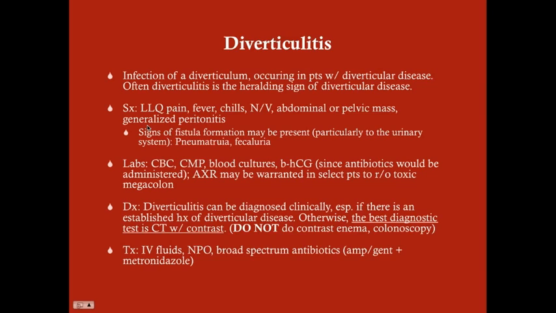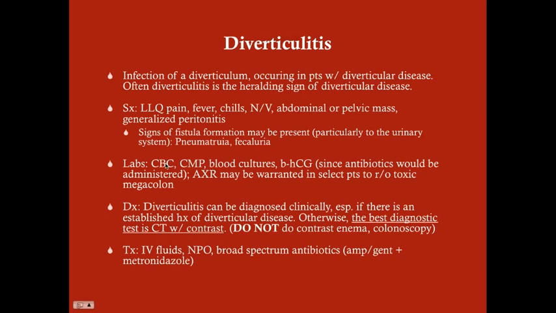Because you have inflammation here in the colon, you can have signs of fistula formation, and usually the fistula will form to the urinary tract. And that would be pneumaturia, which is air going into the urinary tract, or fecaluria, which is fecal matter going into the urinary tract. So some of the things that a patient may say is that when they urinate, it's frothy, bubbly, that's the pneumaturia, or that it has a feculent smell, that would be the fecaluria.